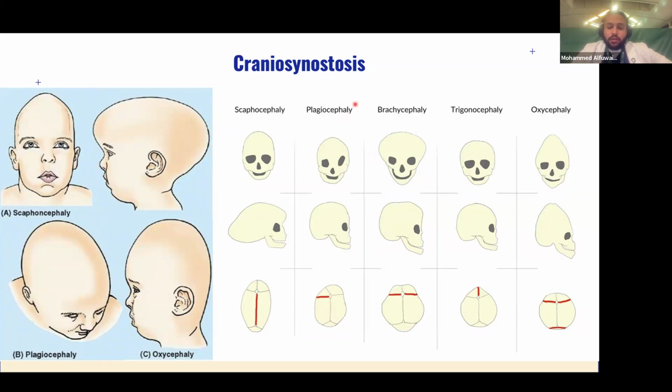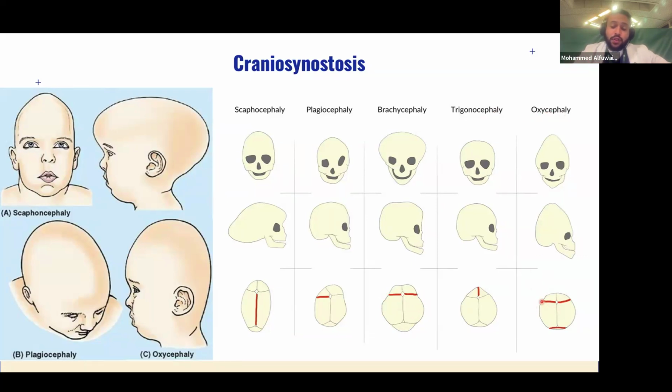Plagiocephaly, I don't think you'll need to know. Brachycephaly is important. It's closure of the two coronal sutures. So in this case, anterior posterior growth won't happen, so you'll have lateral growth. Okay, so the head will be wide and narrow anterior posteriorly.